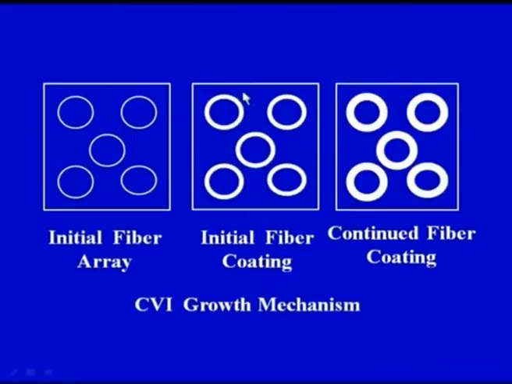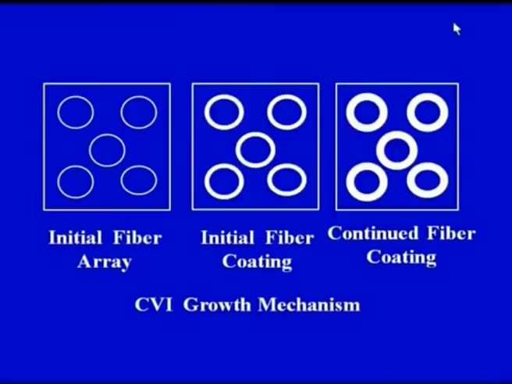Here you can see the solid material has been deposited all around the fiber. Here also the solid material has been deposited all around the fiber, and with passage of time and flow of the gaseous reactants along with the carrier gas inside the porous media, we can see the diameter of the fibers is further increasing. So basically the porosity is reducing and the diameter of the fibers is increasing, which means the density of the total ceramic matrix composite that we are fabricating or processing is increasing.